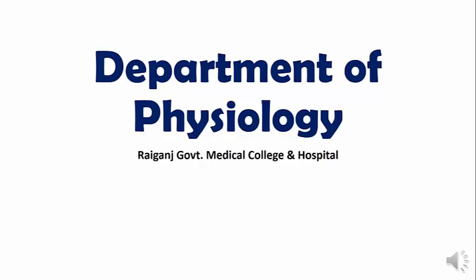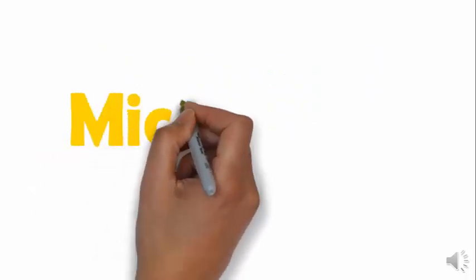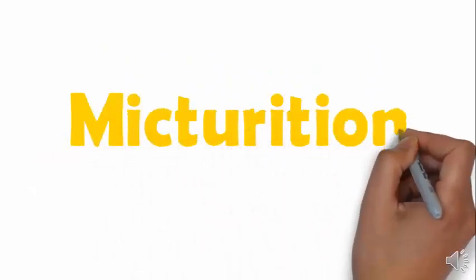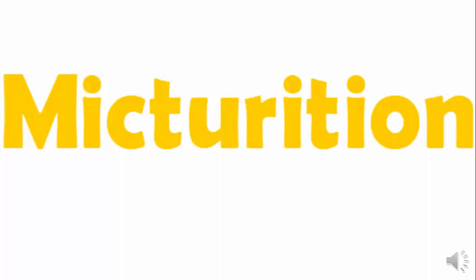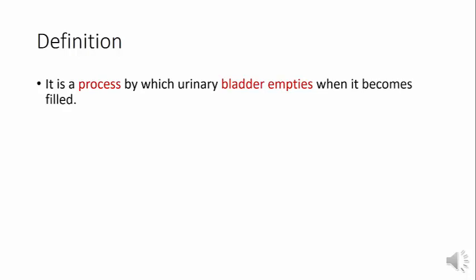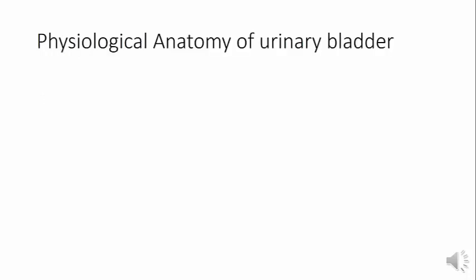Today I am going to discuss micturition, and I have divided the whole topic into 3 parts. In the first part you will learn about the physiological anatomy of the urinary bladder and its nerve supply. What is micturition? It is a process by which the urinary bladder empties when it becomes filled. Let's discuss the physiological anatomy of the urinary bladder.